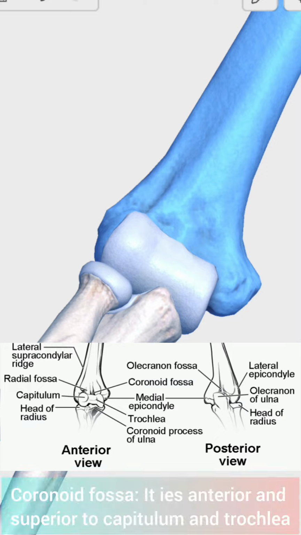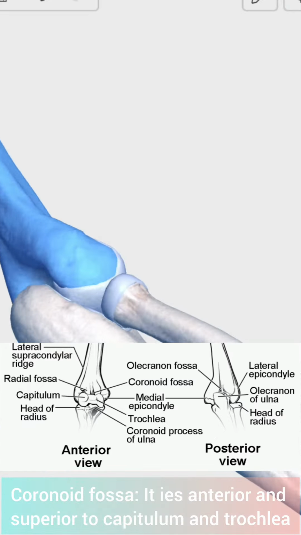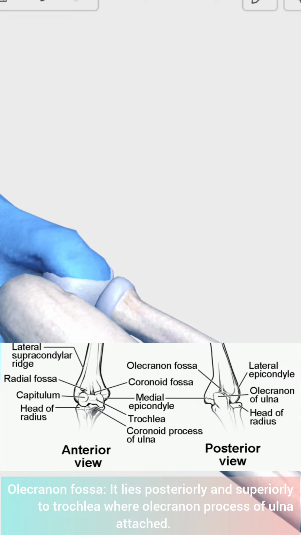The coronoid fossa lies anterior and superior to the capitulum and trochlea. And now we'll talk about the olecranon fossa, which lies posterior and superior to the trochlea, where the olecranon process of the ulna attaches. Okay, that's it for today's video.